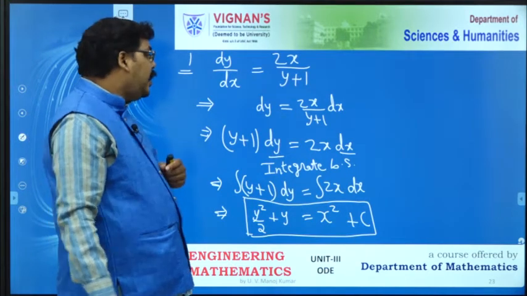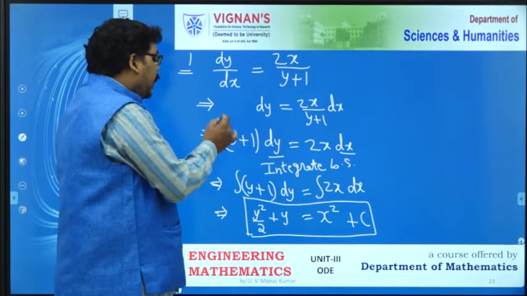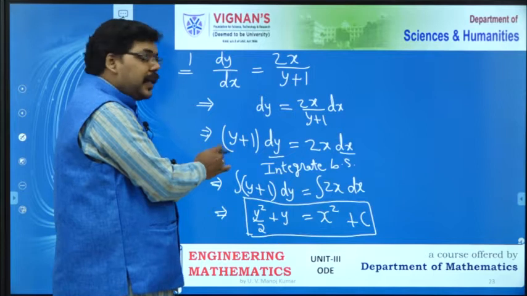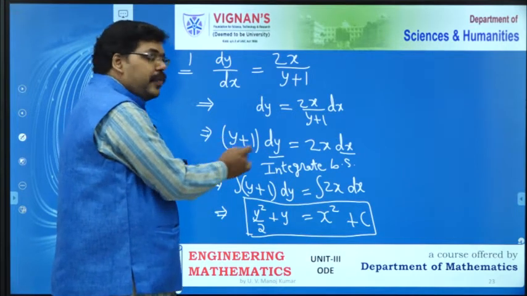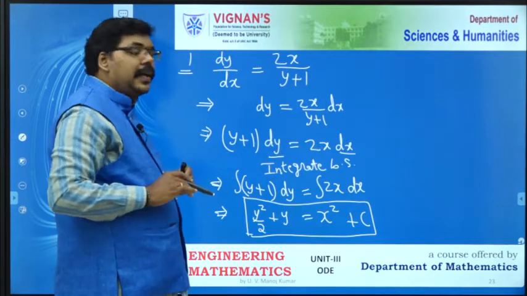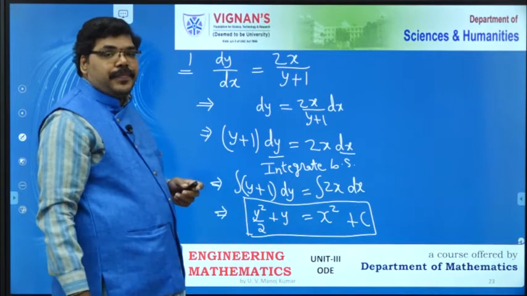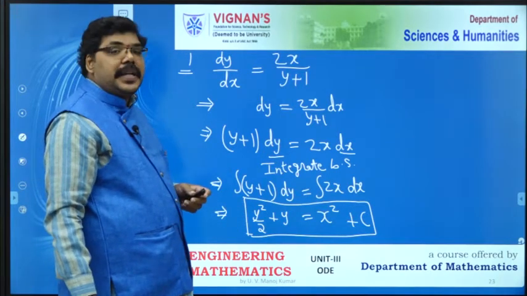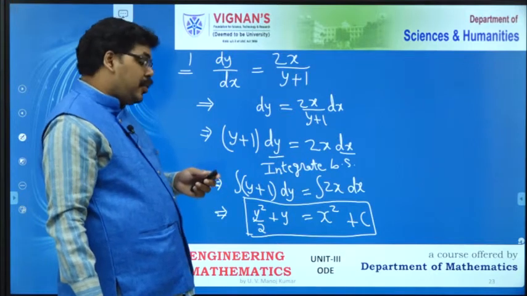So what have we done? We have separated the variables. We have rewritten the given differential equation in such a way that the dy coefficient is a function of y, and the dx coefficient is a function of x. Then we are integrating both sides. So when I integrate, we get this answer. So we are adding an integrating constant, which makes the solution a general solution.